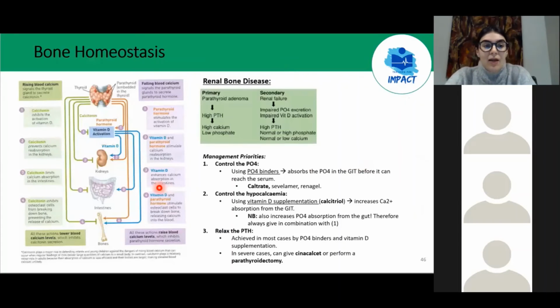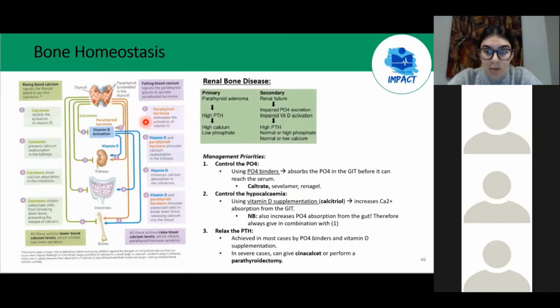So I think it's worth having a look at this regulatory mechanism in a bit of detail because it is assessed all the time. So basically, the important thing to know is that there are three main hormones that I want you to know. The first is parathyroid hormone, the second is vitamin D, and the third is calcitonin. Vitamin D and parathyroid hormone are basically responsible for increasing blood calcium and are activated when blood calcium is low. And calcitonin is responsible for decreasing blood calcium when blood calcium is high.